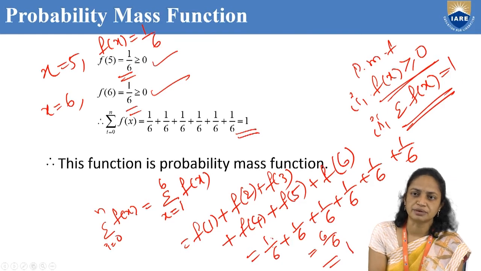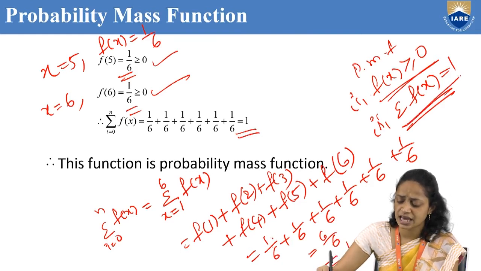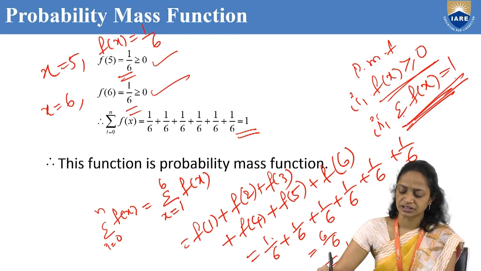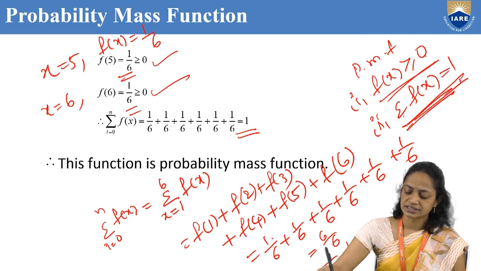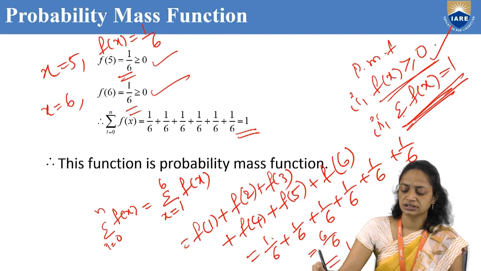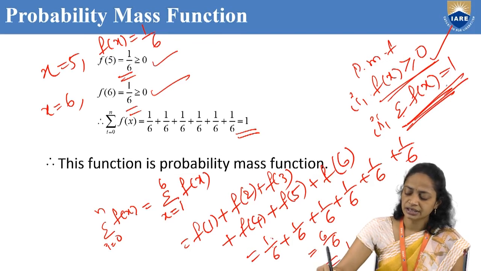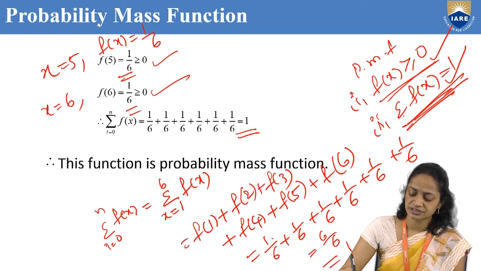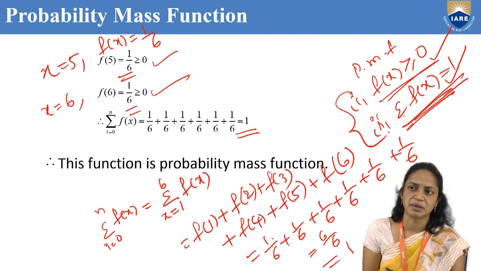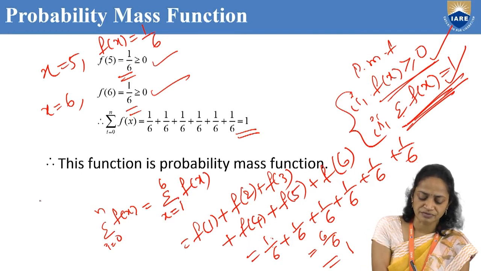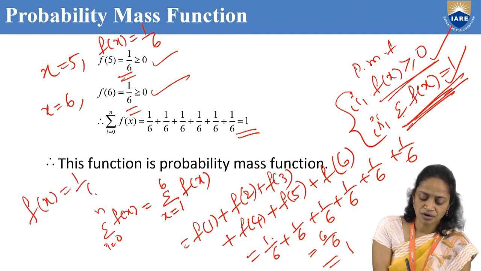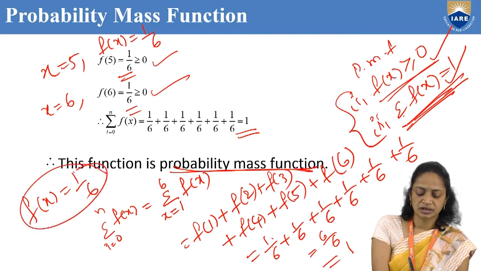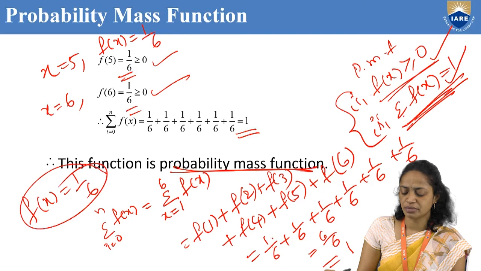So, the total answer is summation f of x equal to 1. That means it satisfies our second condition of a probability mass function. The first condition, f of x greater than or equal to 0, was already satisfied, and the second condition is summation f of x equal to 1. So it satisfies both conditions of a probability mass function. Therefore, our function f of x equal to 1 by 6 is a probability mass function.